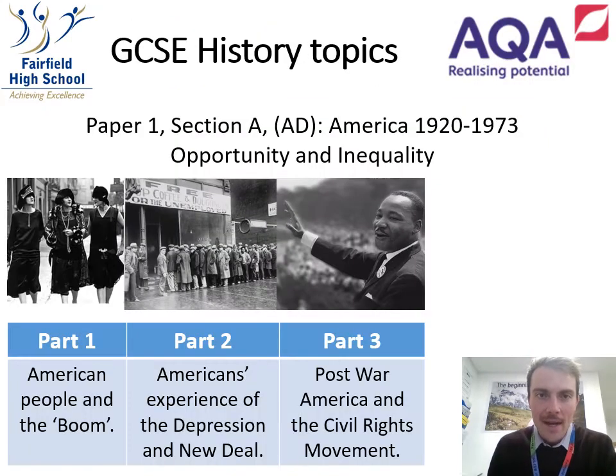I'll give more detail about each of the different topics that we study. So paper 1 on America between 1920 and 1973 is split into three sections. Part 1 is American people in the boom. So we examine American society during the 1920s, a time where for some people they had great prosperity. America was very wealthy, but we also examine the inequalities of that wealth as well.